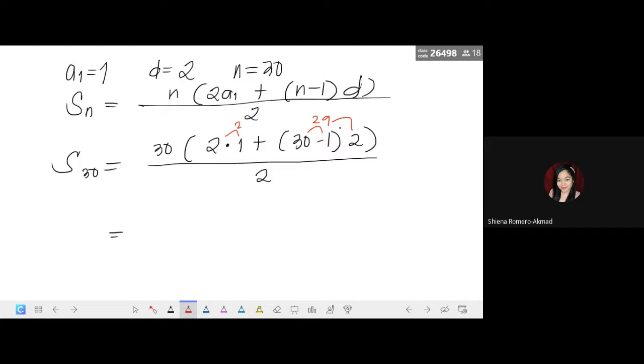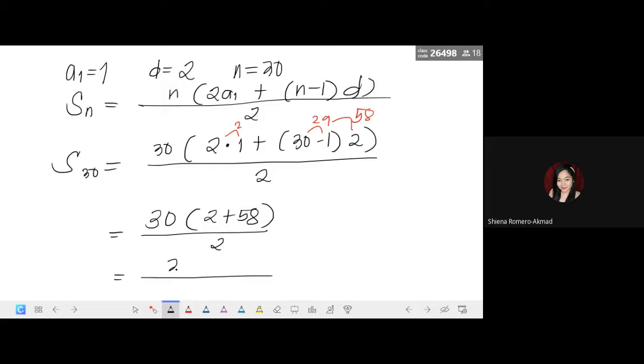29 times 2 is ilan? 29 times 2. 58 po. Correct. So, magiging ano na yan? 2 plus 58. So, let's rewrite or proceed to the solution. That's 2 plus 58 divided by 2. Actually, dito pwede na tayo mag-cancel out. No?